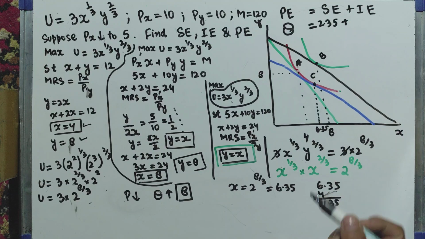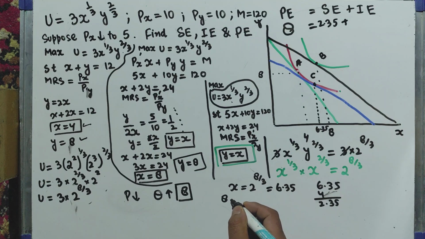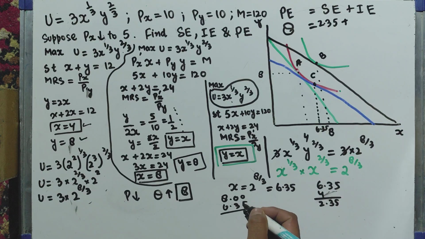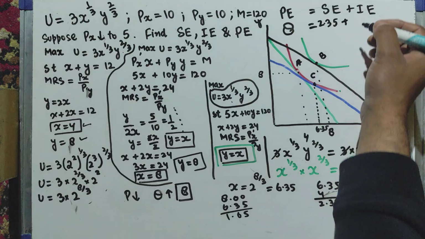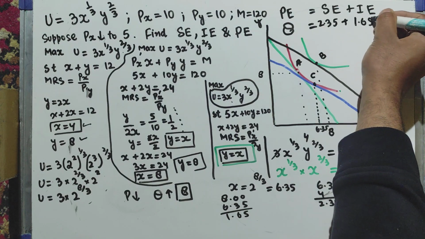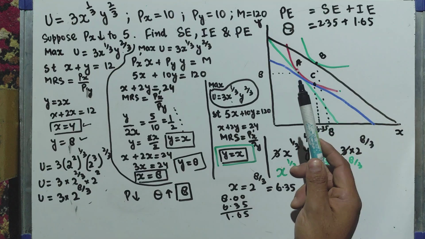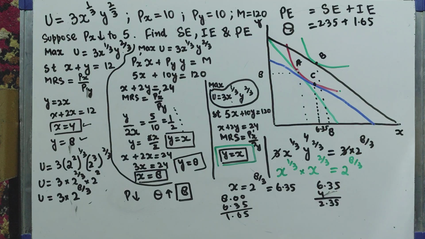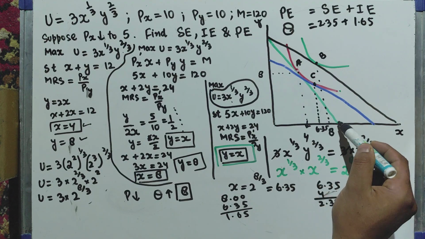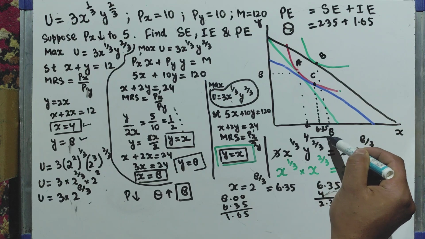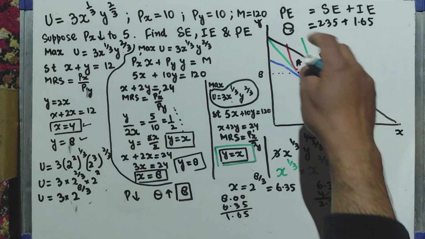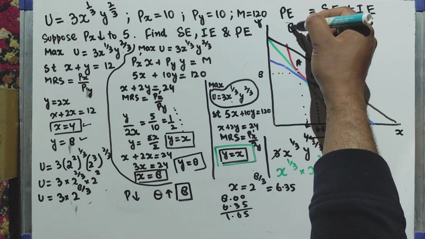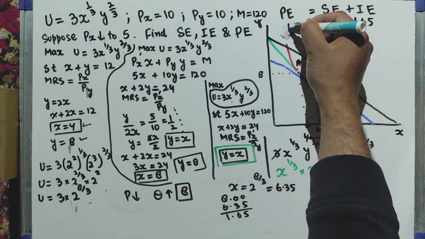and the movement from C to B is the income effect, that is 8 minus 6.35. So that is 1.65. So the income effect is 1.65. So it shows us that when the price of good X has decreased, quantity demanded of good X has increased. Initially quantity demanded was 4, it increased to 8. So this gap is equal to 4.